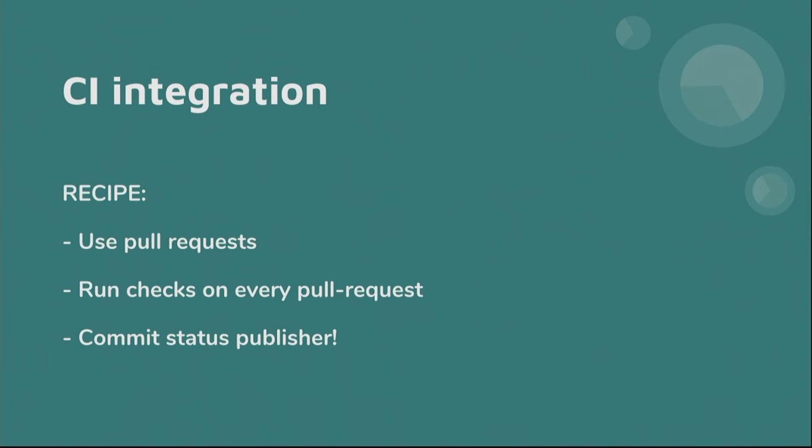How is it better to use it? There is kind of a recipe which we use. So always use a pull request and run checks on every pull request. So you know that everything is stable in a pull request, and use commit status publisher, which means that every commit runs on CI. It's actually quite a common name, commit status publisher, and that in your GitHub repository or Bitbucket repository you will see a green check, which means every test passed and everything is all right. Otherwise, you will see a red cross, which means something failed.